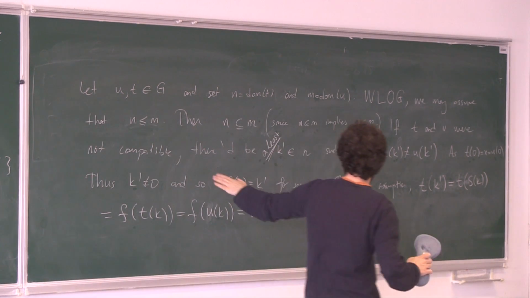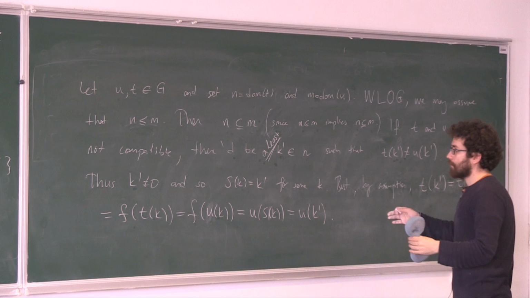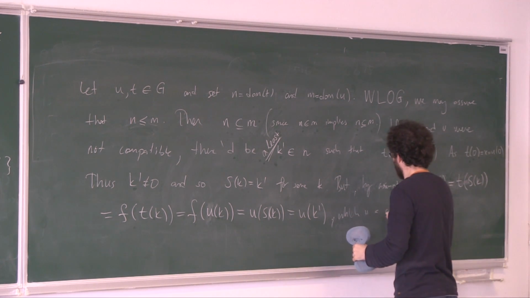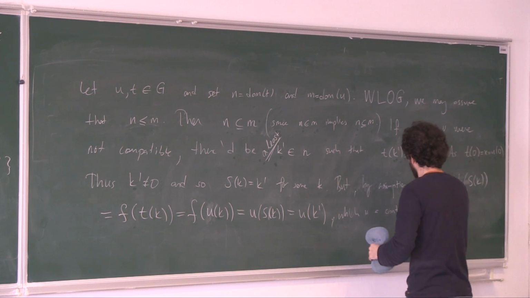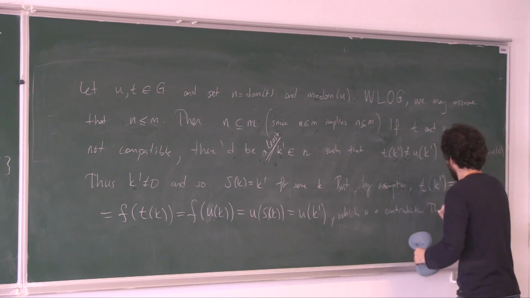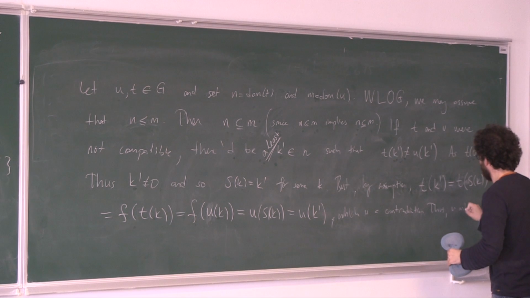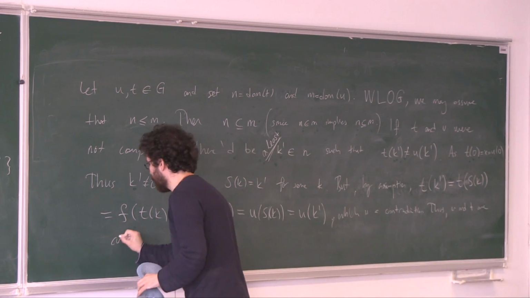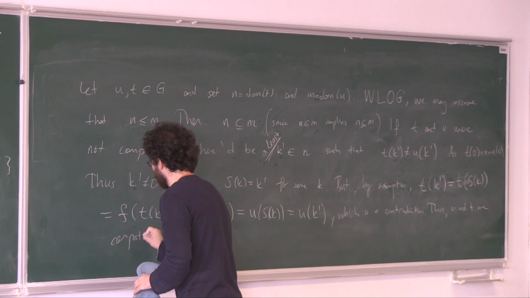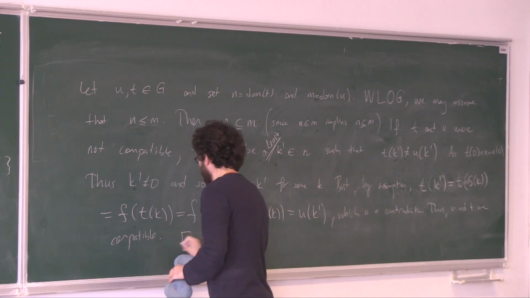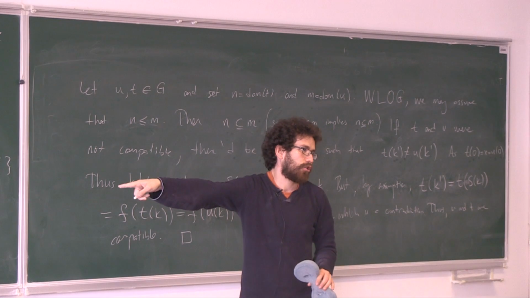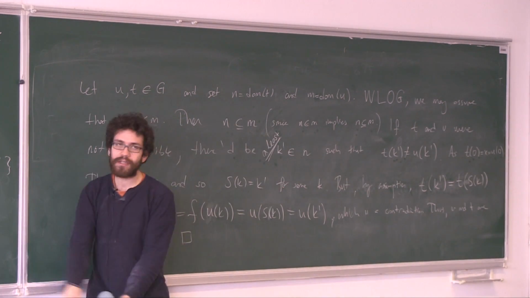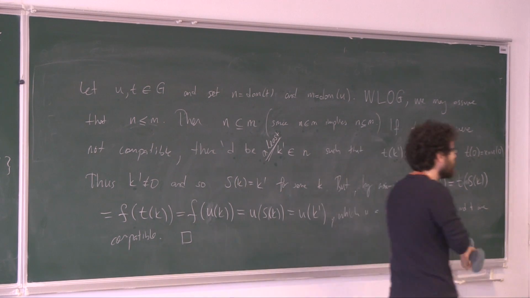Now, we have this, which is a contradiction. Thus, u and t are compatible. These are compatible functions. And this finishes the proof that this g is indeed a function. This g consists of compatible functions, therefore their union is a function.